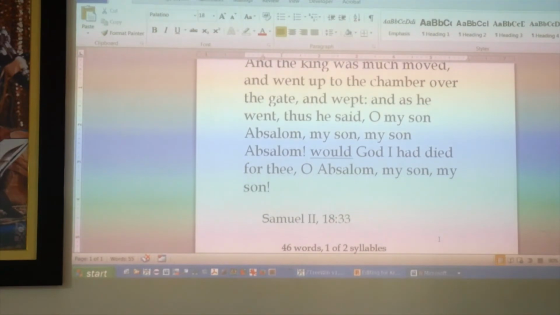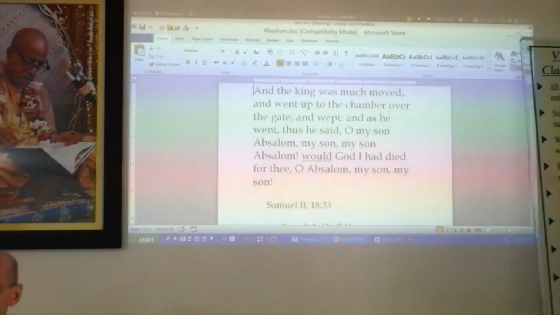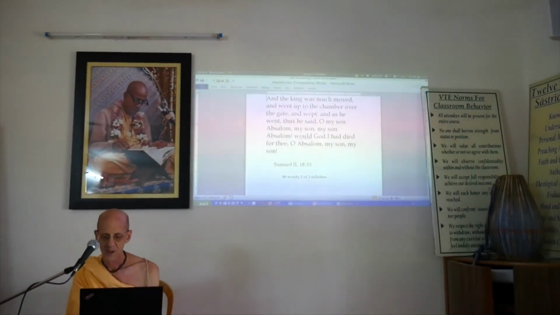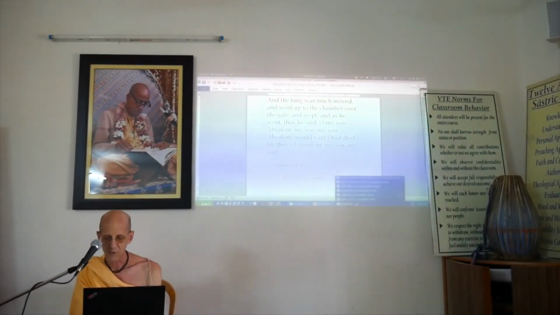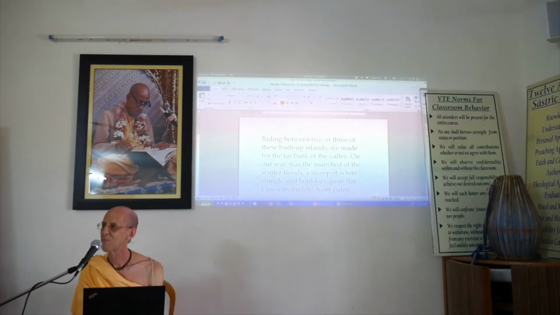It's 46 words. One of them has 2 syllables, apart from Absalom. Is it powerful? Does it need big words? No. Point made. I'll give you another example. This is from T.E. Lawrence, Key of Arabian Fame.